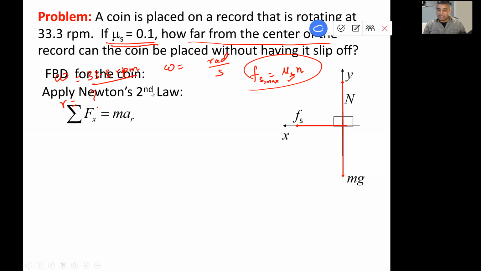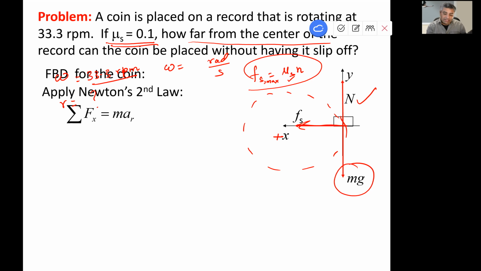Here, the free body diagram. Normal force pointing up, weight pointing down, and static friction force pointing towards the center of the circle. For circular motion, to use Newton's second law, it's convenient to choose positive towards the center of the circle, no matter where it is. You don't have to, but it's convenient.